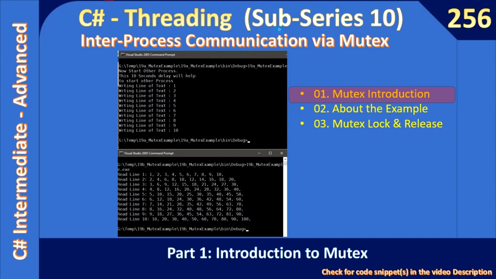In this sub-series 10, we are going to learn about interprocess communication via Mutex. So, we will use two processes and we will use the Mutex to communicate between the two processes.